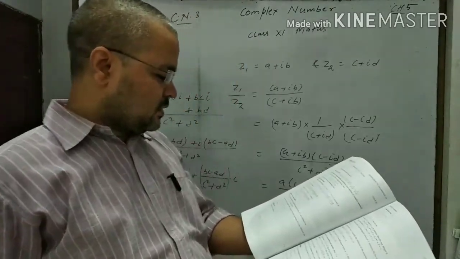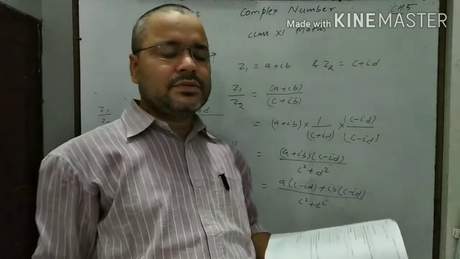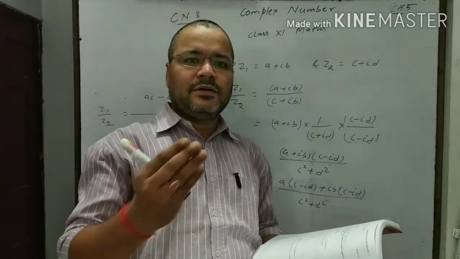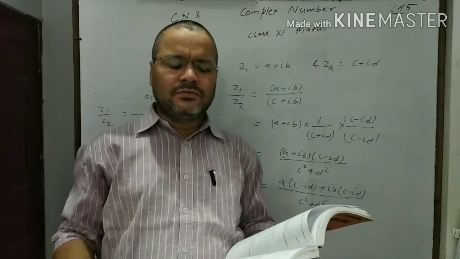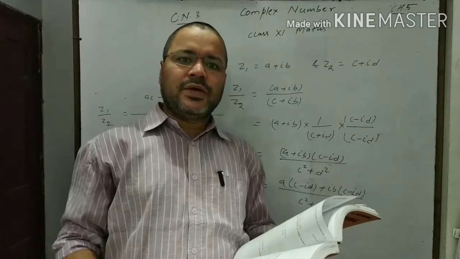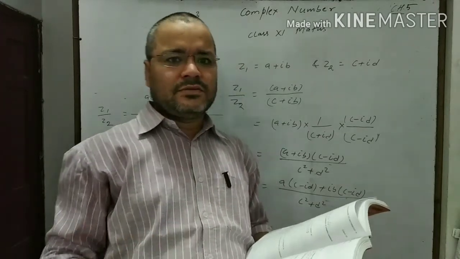Now we will discuss integral power of a complex number. Integral power of a complex number means if we write any complex number z, it will be z raised to the power 1. If we write z square, then it will be z into z.